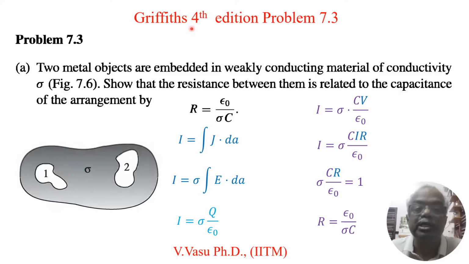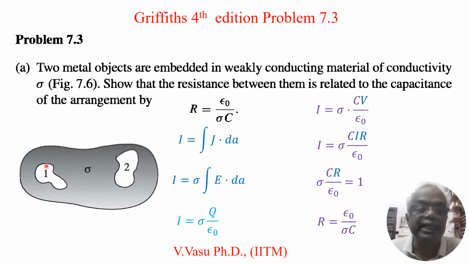Today we will solve problem 7.3 of Griffiths, 4th edition, Introduction to Electrodynamics. Problem 7.3 consists of two parts. Now we will see part A. Two metal objects are embedded in weakly conducting material of conductivity sigma, as shown in the figure.